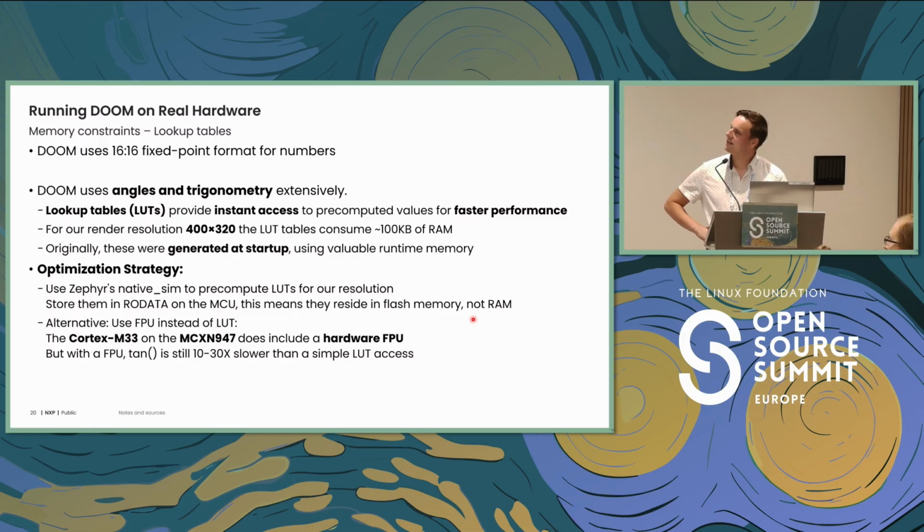What I did is, well, our microcontroller, the M33, is a Harvard architecture, so I also have flash. If it's a lookup table, why not put it in flash? I can just access it from there. And the simulator is quite useful for that because I can use the existing code. I didn't have to write a Python script to figure out what the lookup table looks like. I just dump the memory and make it read-only data. Alternatively, I could use the floating point unit, but it's still way slower than a lookup table. So why not use the performance boost you get from it?